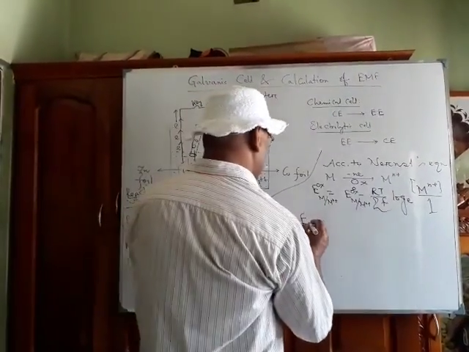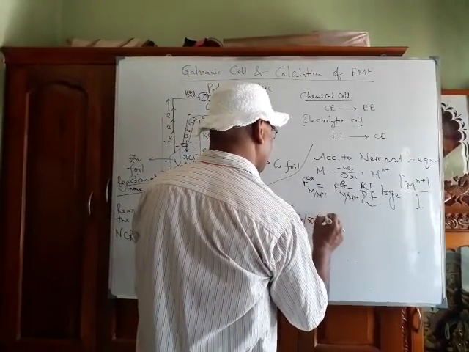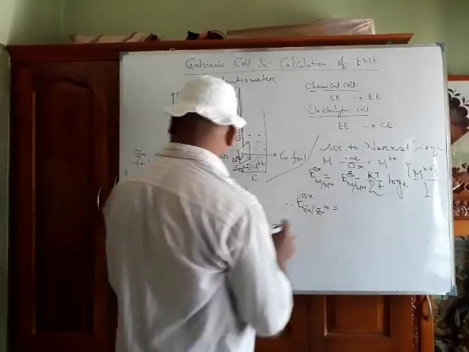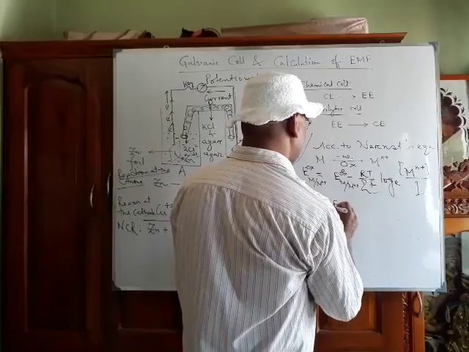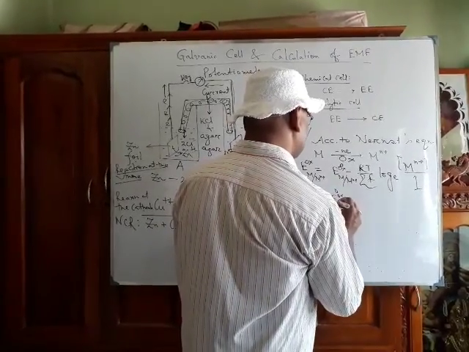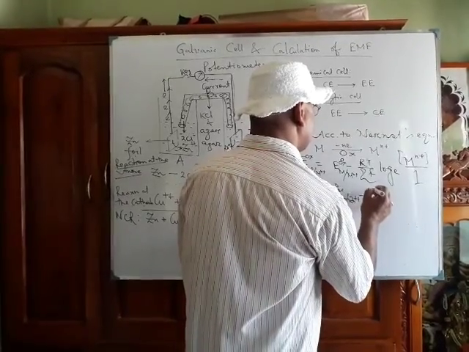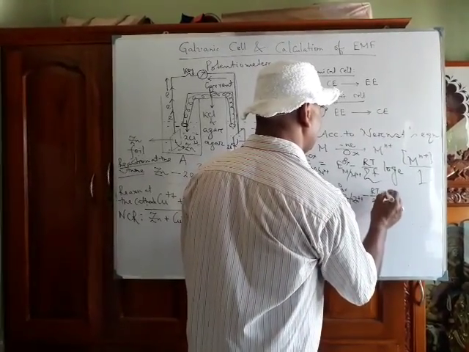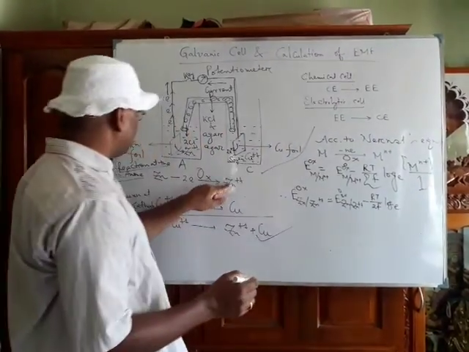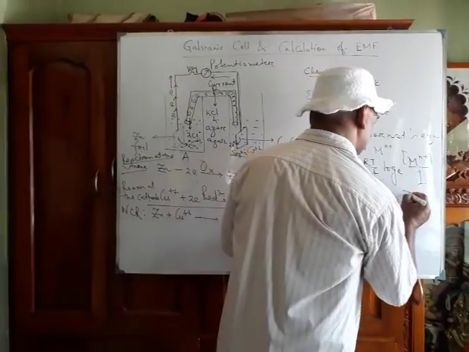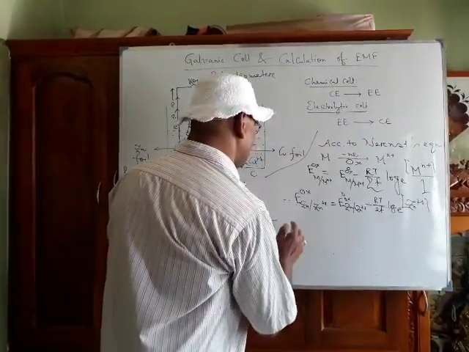So E of Zn++ will be, obviously oxidation is going on in the anode compartment, so I am writing E ox of Zn++ will be E0 ox of Zn++ minus RT divided by 2F log base e, concentration of the product by concentration of reactant. So in this case there will be only Zn++.